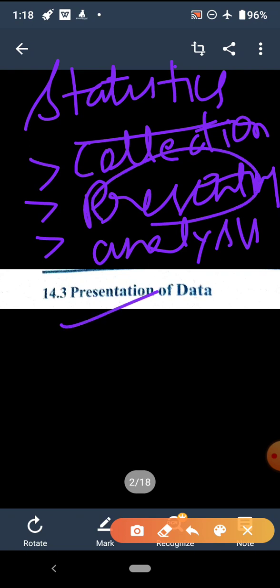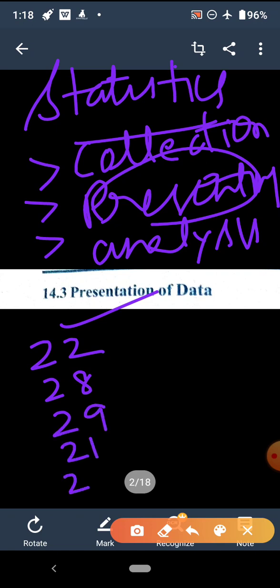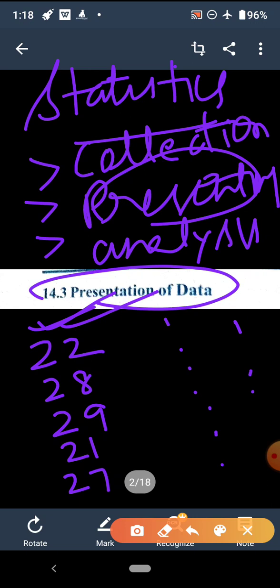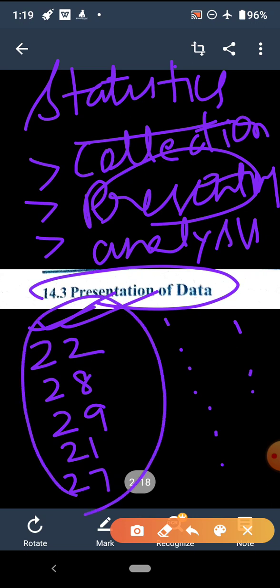Presentation of data means whenever we collect the data, suppose I am taking a test of class 9 students out of 30 marks. Some student is getting 22, some is getting 28, some is getting 29, some is getting 21, some is getting 27 and so on. So this is raw data. It is not meaningful and cannot be easily understood. Presentation of data means to present the data in such a manner that it is understandable to the user. So this data is not presentable.